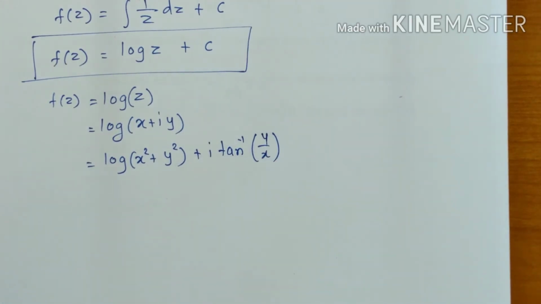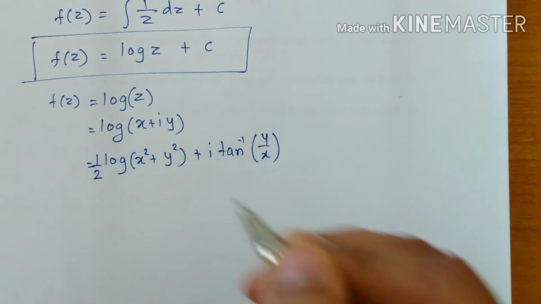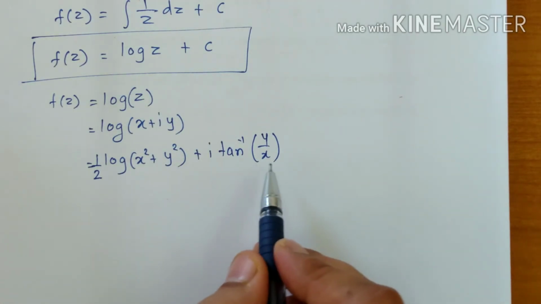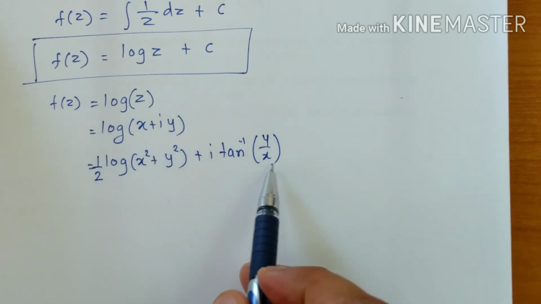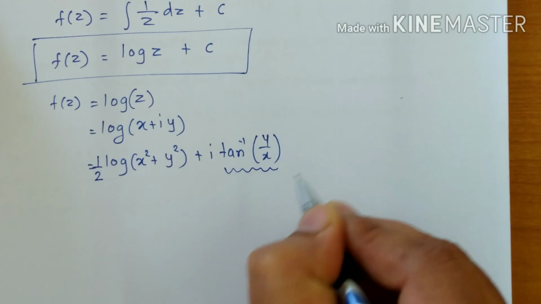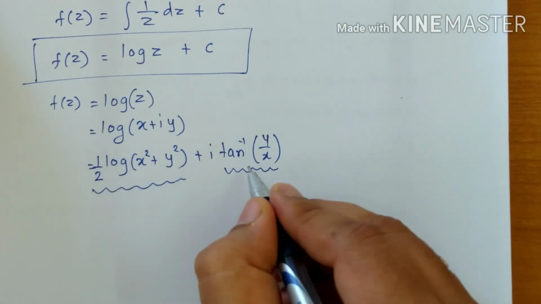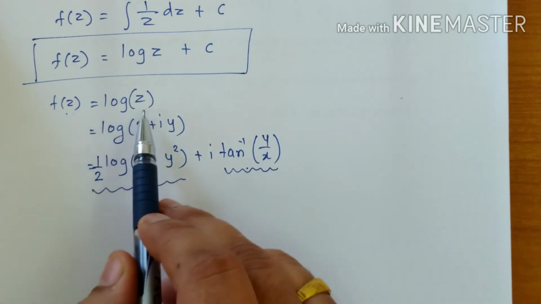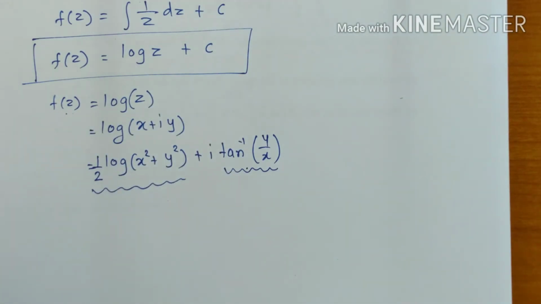Just a minute, here it is 1 by 2. 1 by 2 log of x square plus y square plus I times tan inverse of y upon x. So this is the simplification by using the logarithm of the complex number. Now see, this is your v and this is your u. So here v is provided and we are expected to calculate the corresponding analytic function f of z. So these are very simple examples which are frequently asked in the examination.